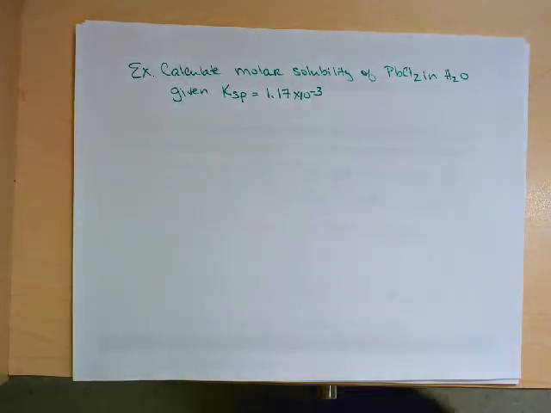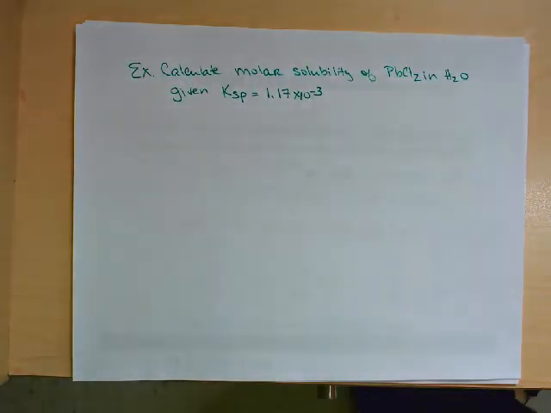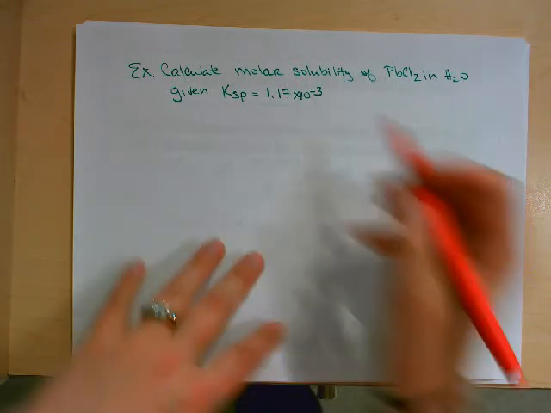Alright, so these are typically how these questions are written. Calculate the molar solubility of, in this case, lead fluoride in water given the KSP is 1.17 times 10 to the negative third. So what are they looking for? Are they looking for the KSP? Right, because it's given. Definitely not. What's the only other thing you could be possibly looking for? X. So you're looking for the equilibrium concentration of the ions.